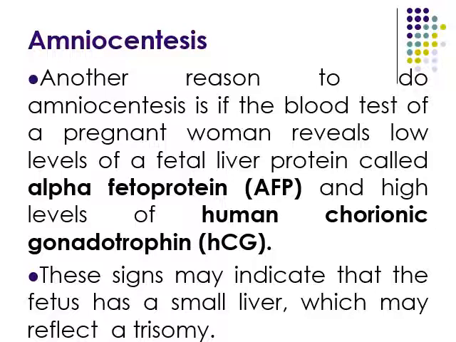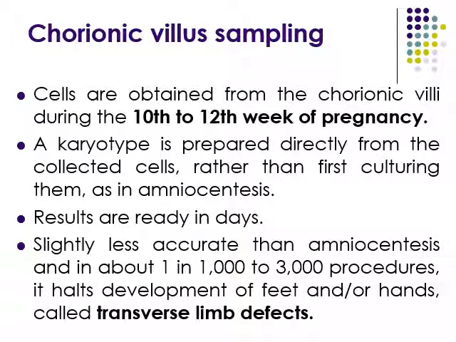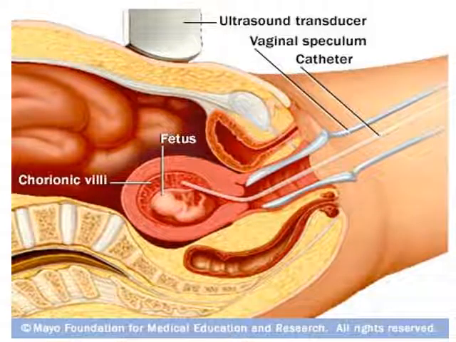So, another reason to do amniocentesis is to reveal the levels of the fetal liver protein called alpha fetoprotein and HCG or the human chorionic gonadotropin. So chorionic villus sampling, cells are obtained from the chorionic villi during the 10 to 12 week of pregnancy. So, we can see here the transverse limb defects. So, that's it. They use the chorionic villi.